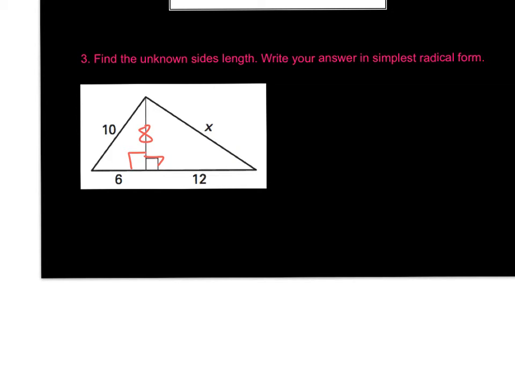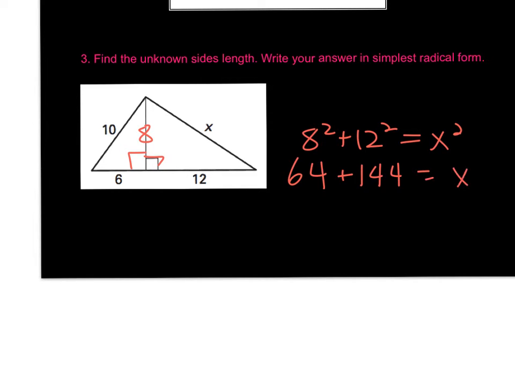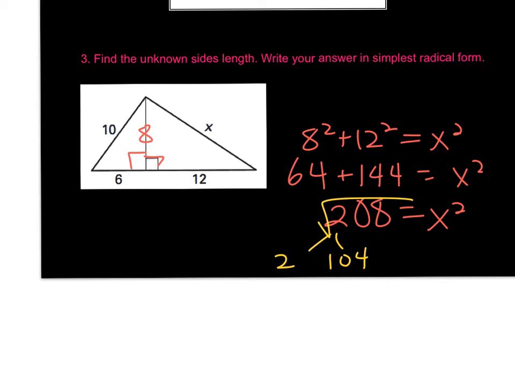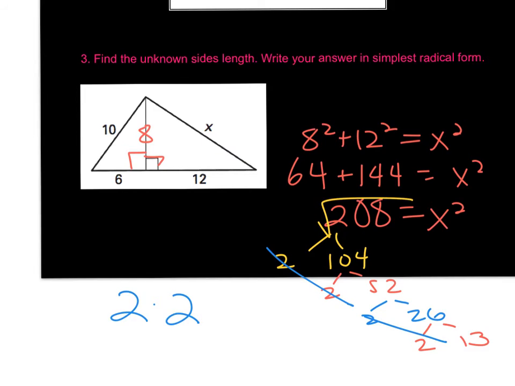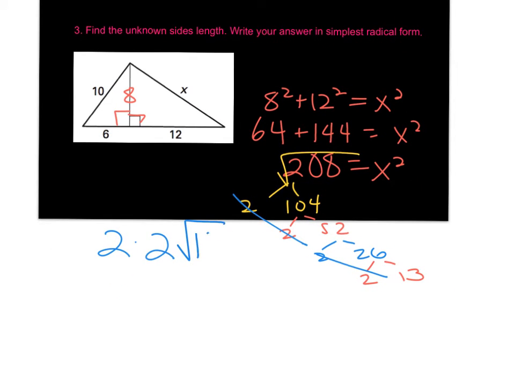Okay, it's good practice. Okay, and then the other side would be 8 squared plus 12 squared equals x squared, 64, 144, 208, square root of 208, which is not going to be a perfect square, but it's 2 and 104, 2 and 52, 2 and 26, 2 and 13. So I've got one pair of 2s, the 2's going to the outside. Second pair of 2s, another 2 going to the outside, and that 13 all by itself is going to stay underneath. So this would be 4 root 13.